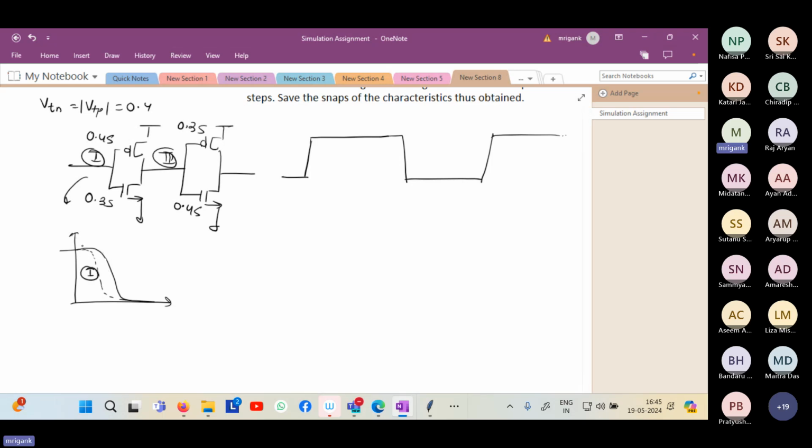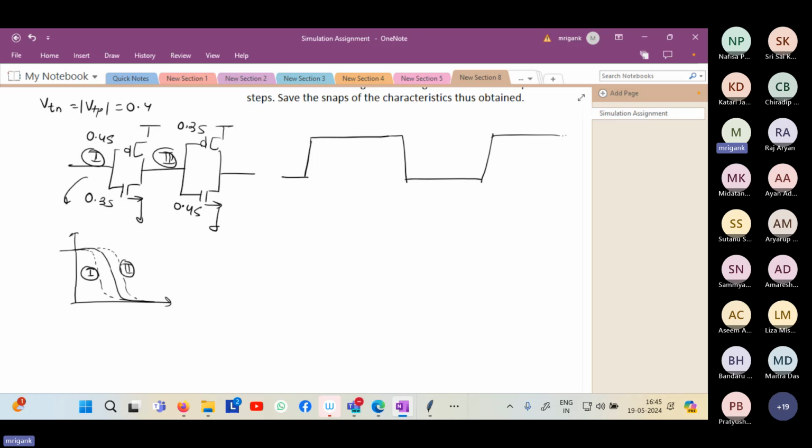In the second case, you have NMOS VT higher. That means NMOS is weaker and PMOS is stronger, because PMOS VT is smaller. So now the second case will shift towards this side. So you have the curves significantly shifted, right?